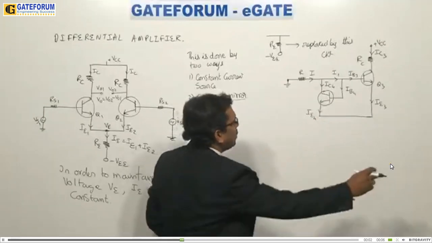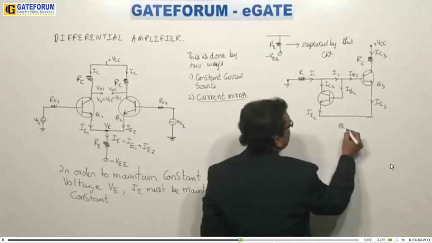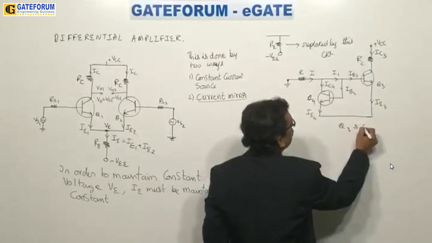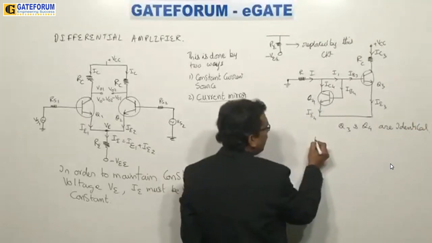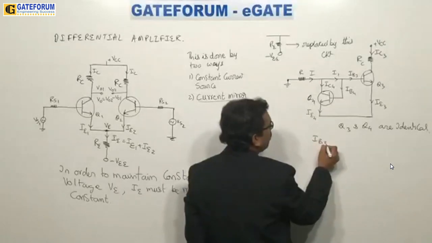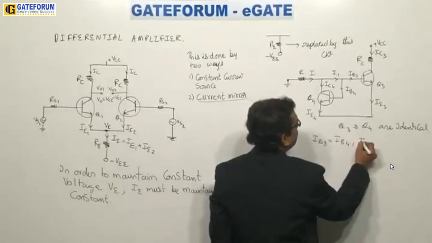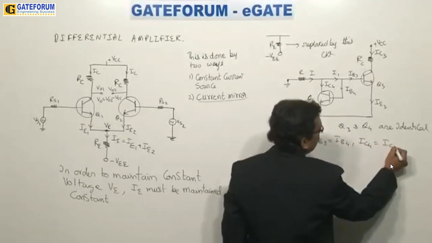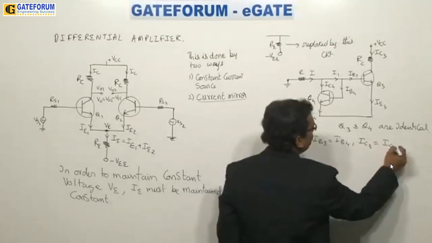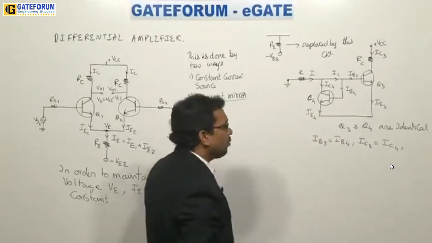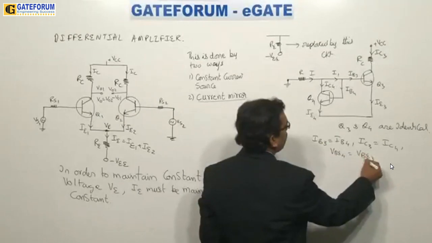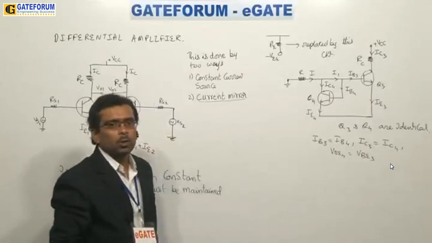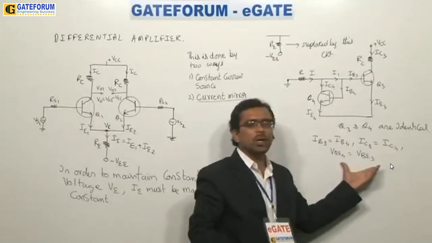Here there is an indication that a lot of care will be taken in selecting this Q4 transistor. Q3 and Q4 transistors are identical. Here IB3 will be equal to IB4, and IC4 will be equal to IC3. Both will be equal. IC3 will be equal to IC4. Both parameters HFE and all the rest of the parameters will be equal, and VBE4 will be equal to VBE3. So these junction voltages also will be the same, because you are selecting identical transistors.